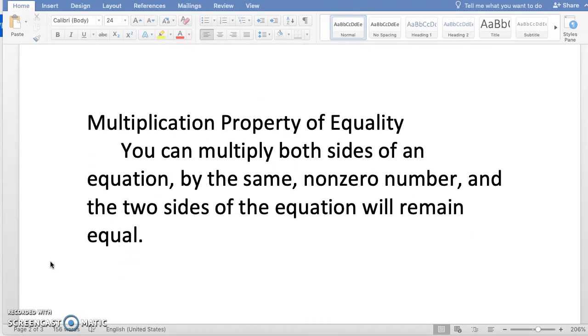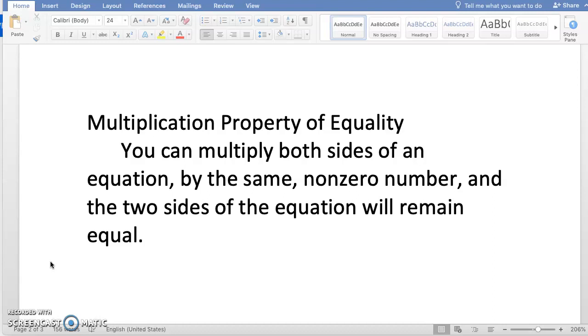Our second vocabulary word is the multiplication property of equality. That states that you can multiply both sides of an equation by the same non-zero number and the two sides of the equation will remain equal. Yes, you need to hit pause, and yes, you need to get that in your notes.